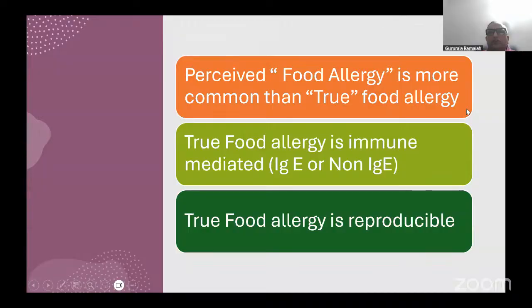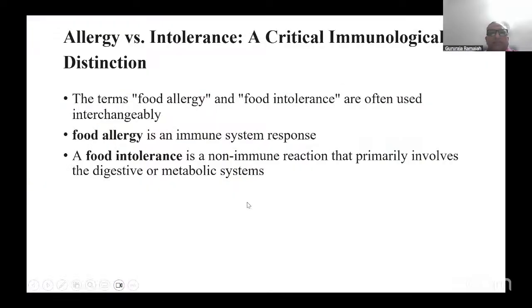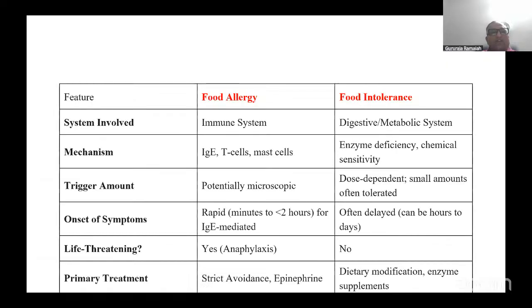Perceived food allergy is more common than true food allergy. True food allergy is immune mediated, and true food allergy is reproducible. So coming to allergy versus intolerance, the terms food allergy and intolerance are often used interchangeably. Food allergy is an immune process, whereas food intolerance is a non-immune reaction that primarily involves digestive or metabolic systems. So the main difference is that in food allergy, the system involved is the immune system. In food intolerance, it is the digestive or metabolic system.